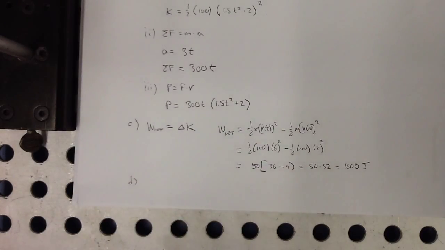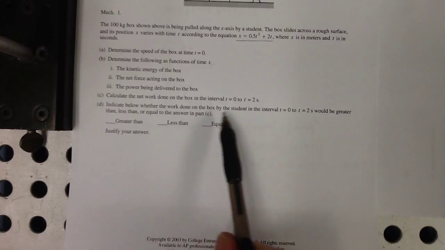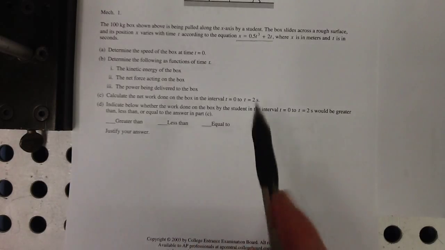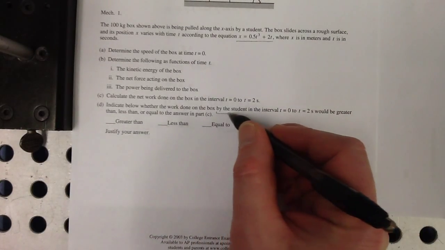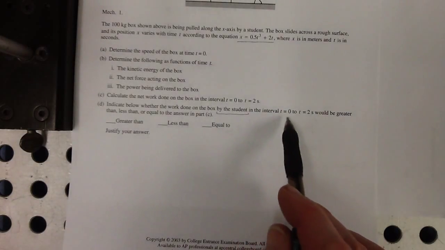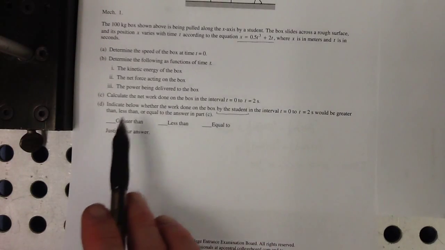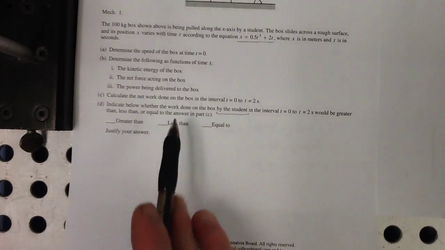And then in part D, they're awfully fond of, our friends at the College Board, asking us questions like this to see if we can understand what would happen if we tweaked something a little bit: greater than, less than, equal to. So indicate below whether the work done on the box by the student, that's key, the work done by the student in the interval from 0 to 2 would be greater than, less than, or equal to the answer in part C.